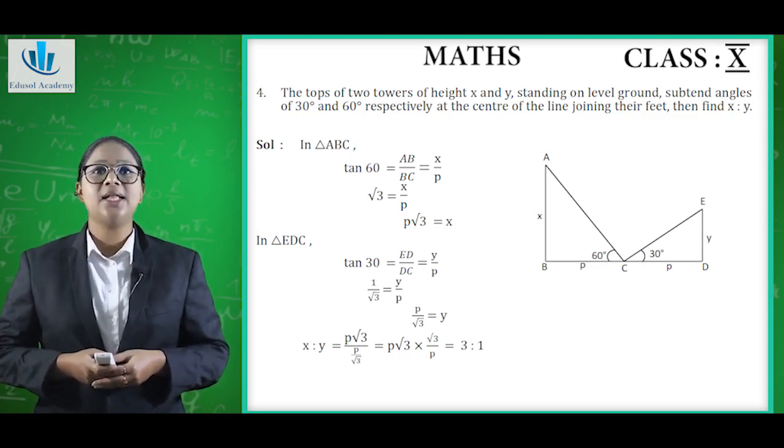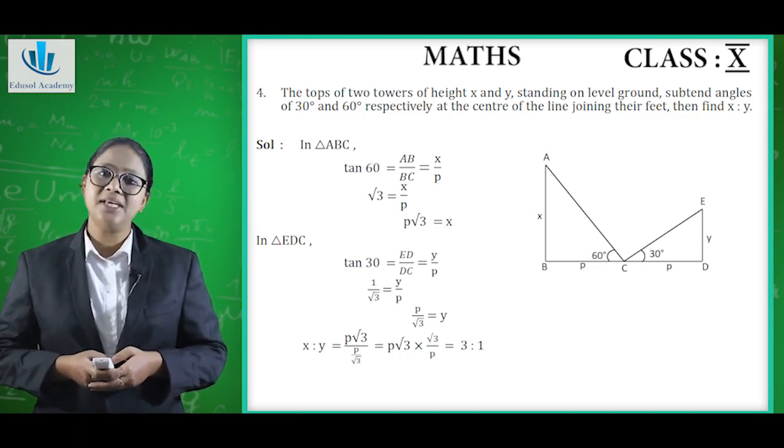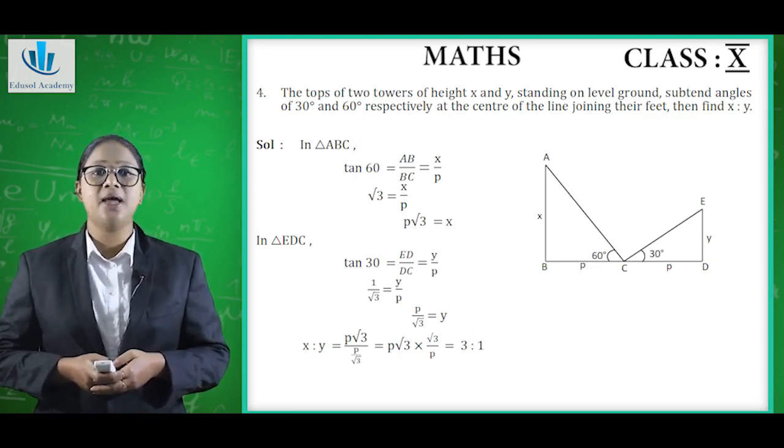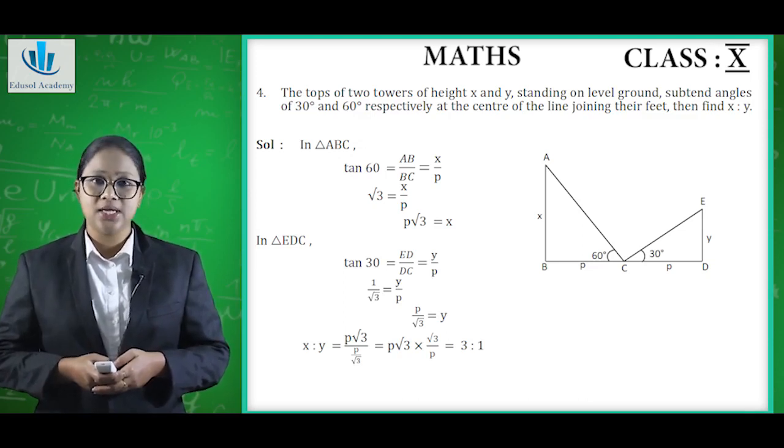In right triangle ABC, tan 60 is equal to AB by BC. That is equal to x by P. Now tan 60 is equal to root 3. So root 3 is equal to x by P, or x is equal to P root 3.